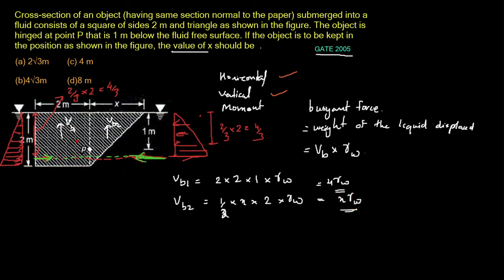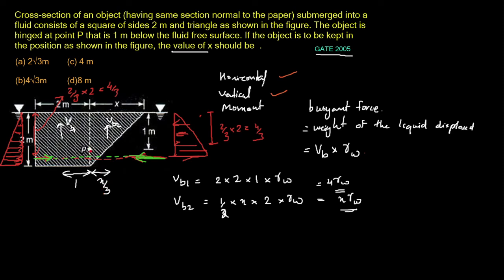So if we consider the position of VB1 and VB2, the buoyant force would be acting at the centroid of the body. Here it would be at a distance of 1 meter, since this distance is 2, the buoyant force would be acting at the center, so it would be 1. And for this triangle, it would be acting at the centroid, so that means this would be 1 by 3 of the x. So this would be x by 3.